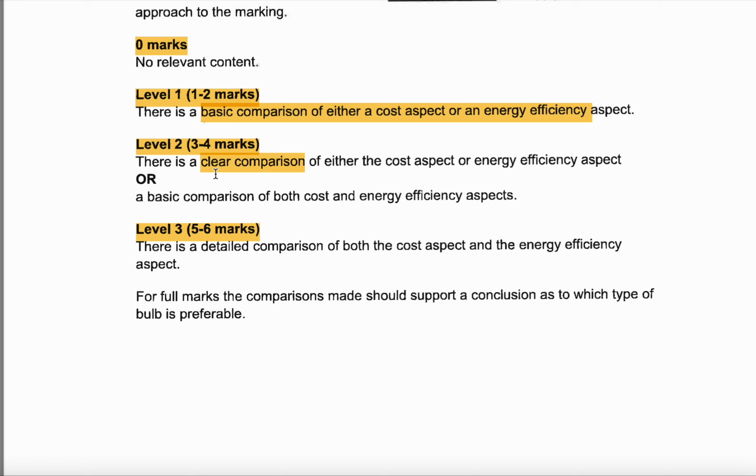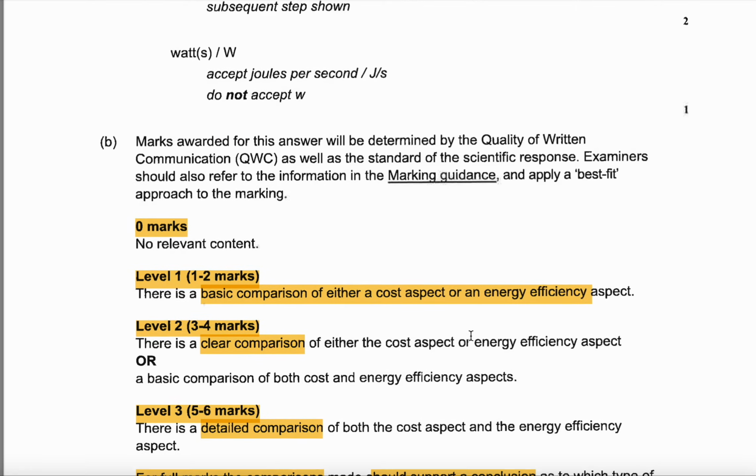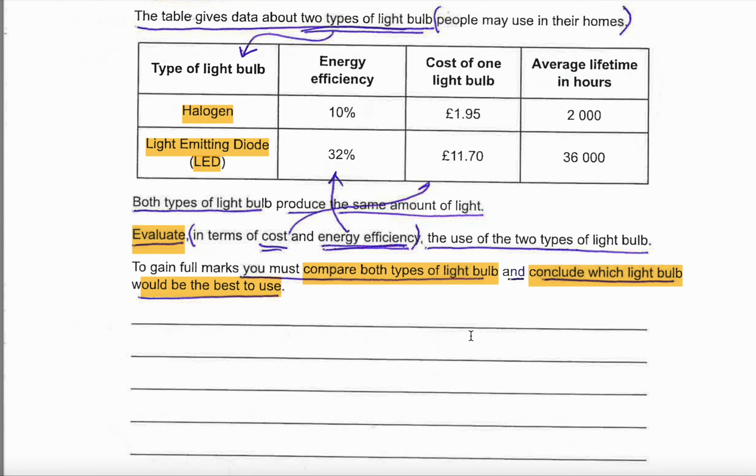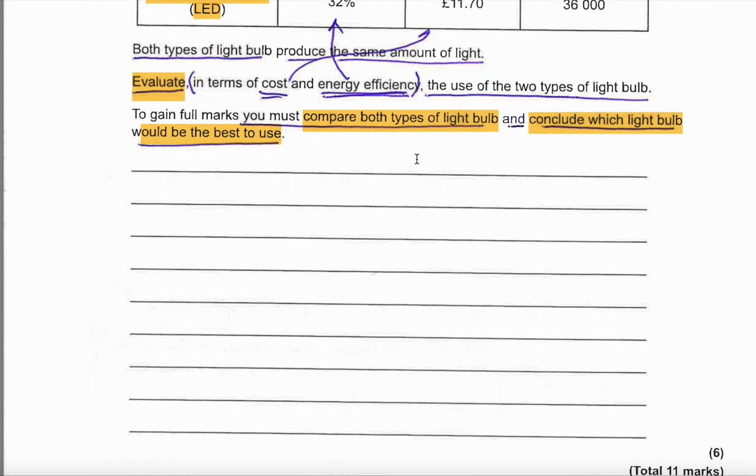So this time goes from basic to clear to detailed comparison. So again, it's looking at both. To get full marks, the comparison made should be detailed, and the detailed answer should support a conclusion. In other words, your conclusion is based on your detailed comparison as to which is preferable. If I was looking at the data, I would choose the LED, and I'd explain my reasoning having looked at the data that's been provided.